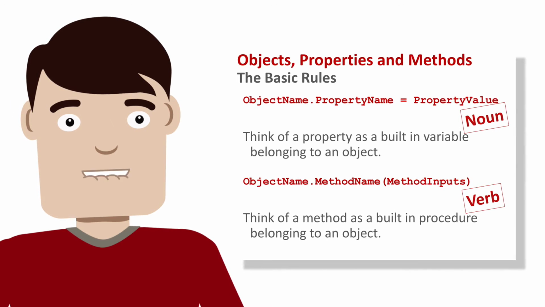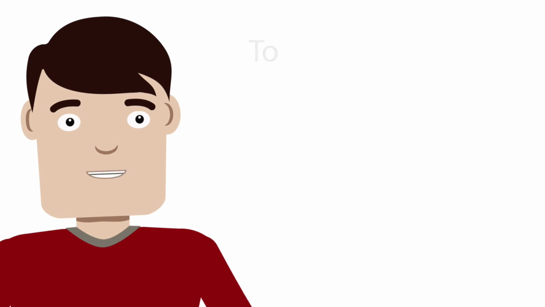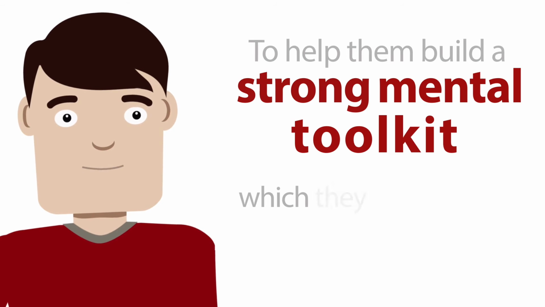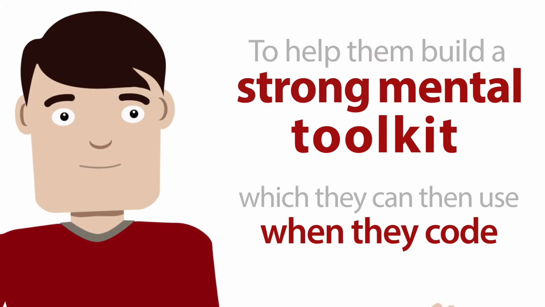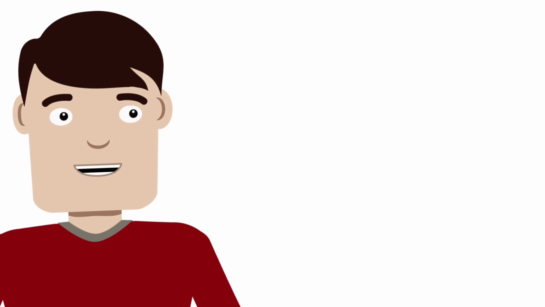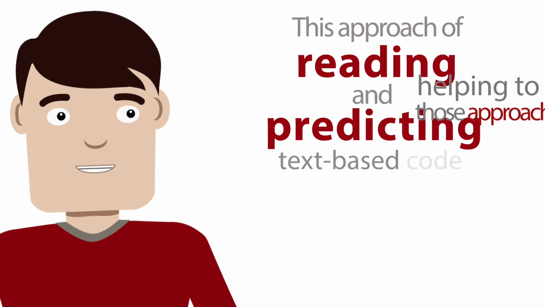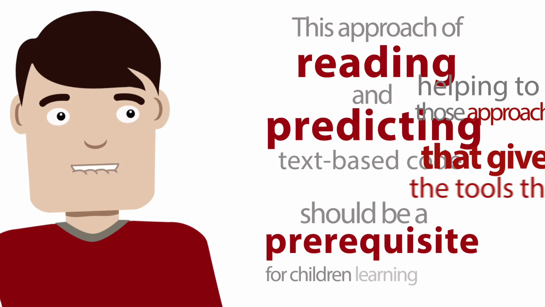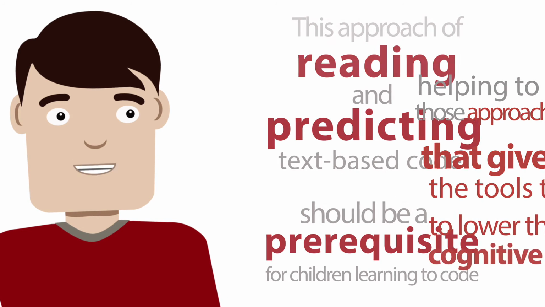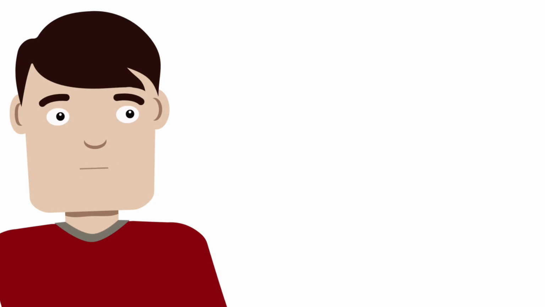Using references to previously understood concepts while we do this to help them build a strong mental toolkit which they can then use when they code, in order that when they come to write using them they have a deeper conceptual understanding of what they are writing. In fact, as the session makes clear, this approach of reading and predicting text-based code should be a prerequisite for children learning to code, and should be built into the process to ensure a better understanding and to help them manage the cognitive load that this transition to text can entail.